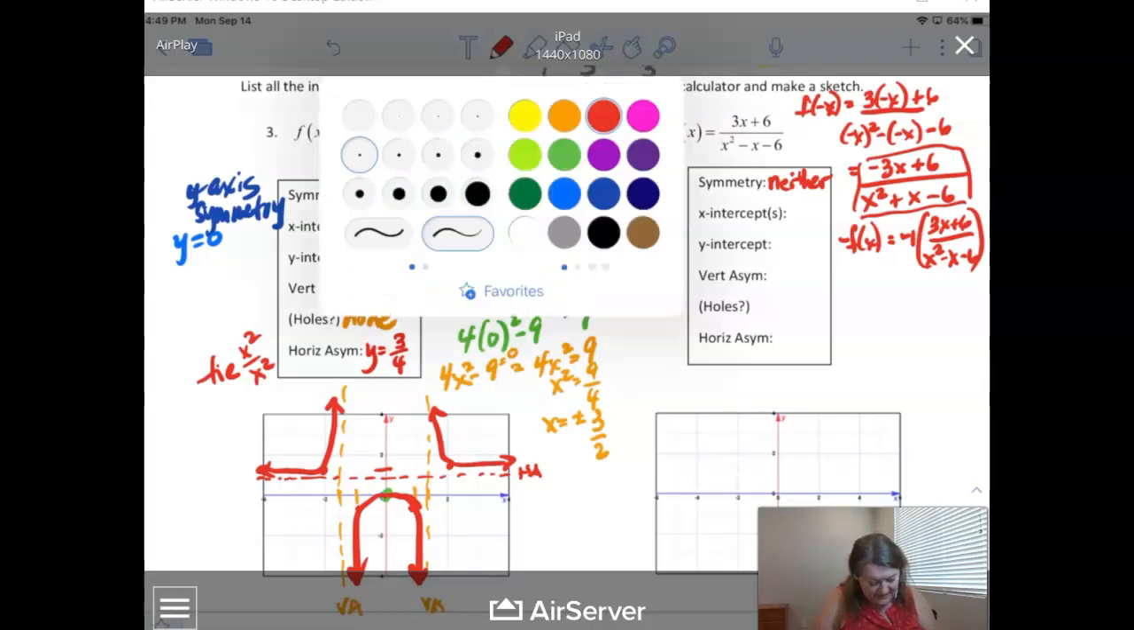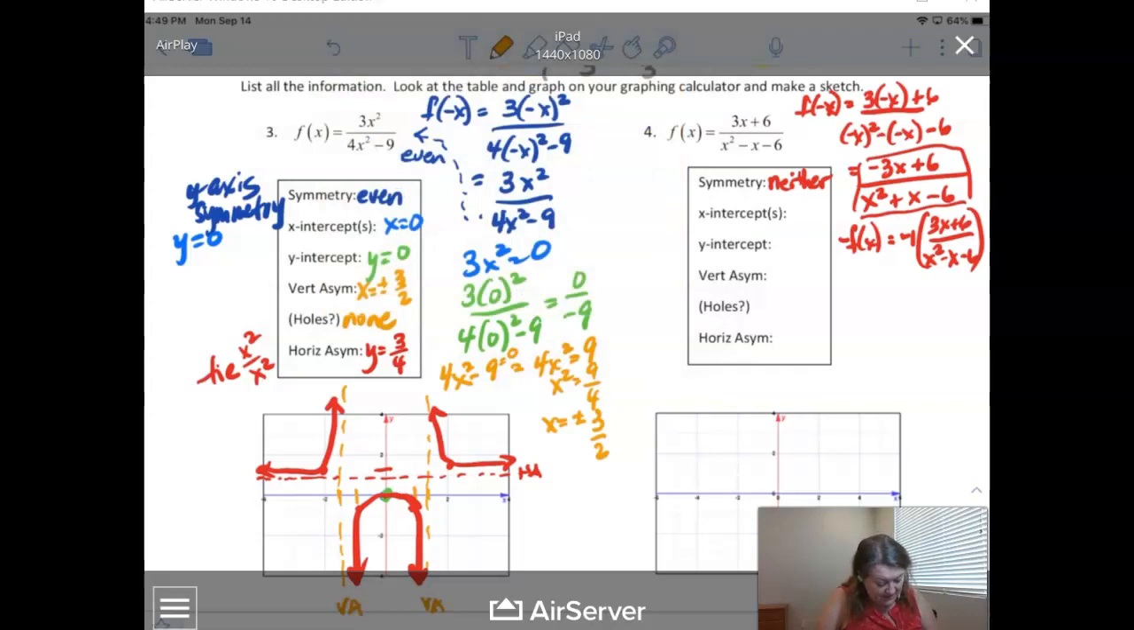All right, let's go find some x-intercepts. That means I set the top equal to 0. If I set the top equal to 0, 3x plus 6 equals 0. I'll get 3x equals negative 6. I'll get x equals negative 2. So go put that on my graph.